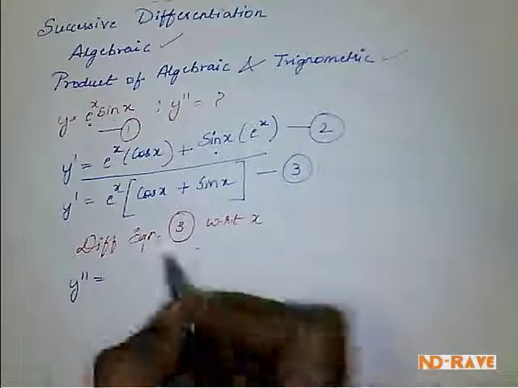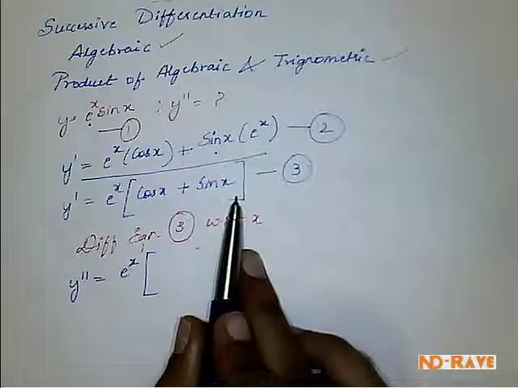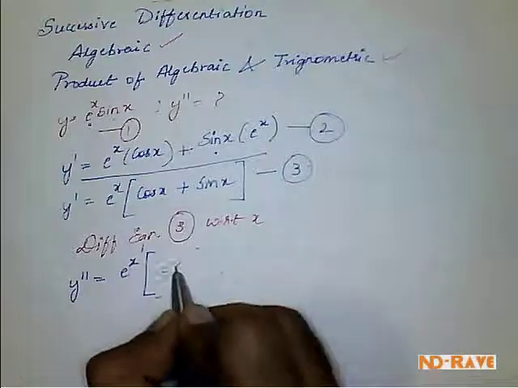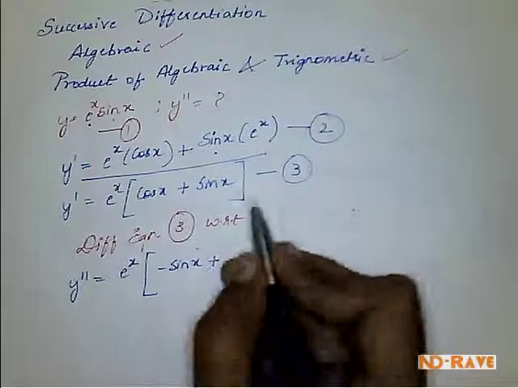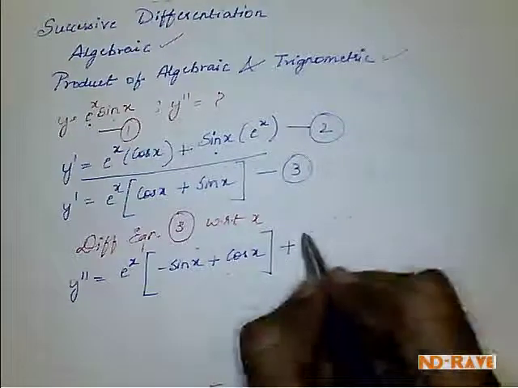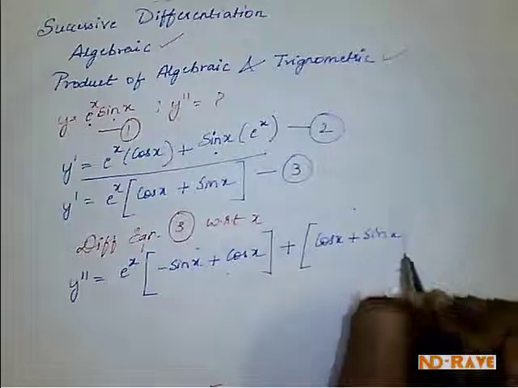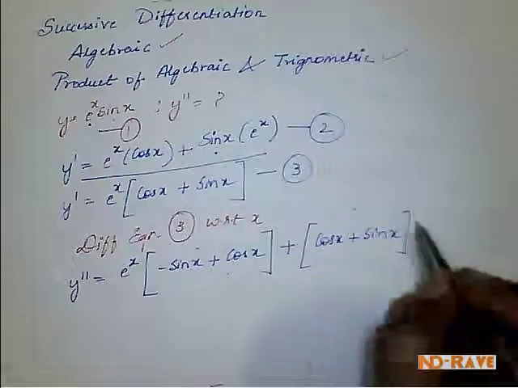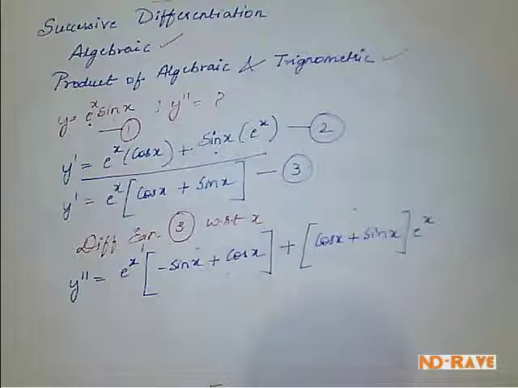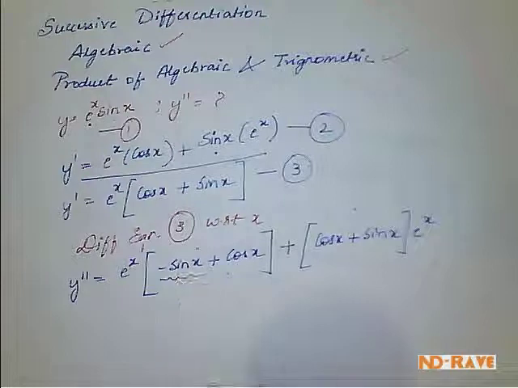y double dash is equal to, so the first function is e power x, and the differential of the sum, it is a sum over here, so you can directly differentiate each function. The differential of cos x is minus sin x, plus the differential of sin x is cos x, plus the second function, that is cos x plus sin x, and the differential of e power x is what? e power x itself. Is it really simple, isn't it? You just have to note here that the differential of cos x is minus sin x. It's really important.